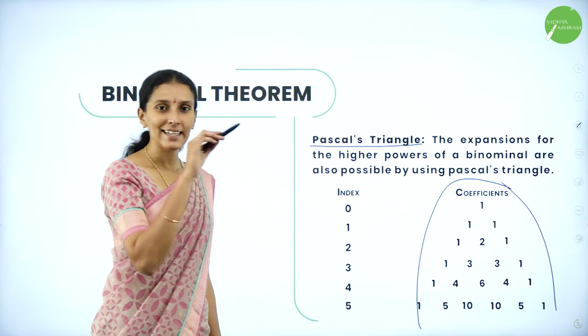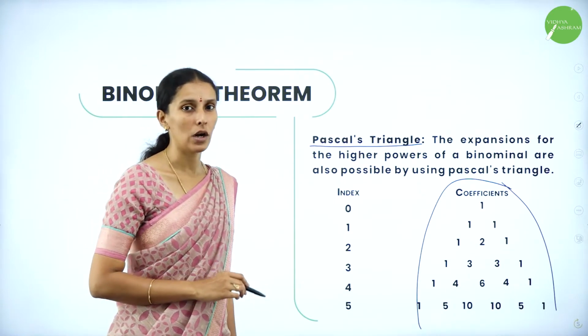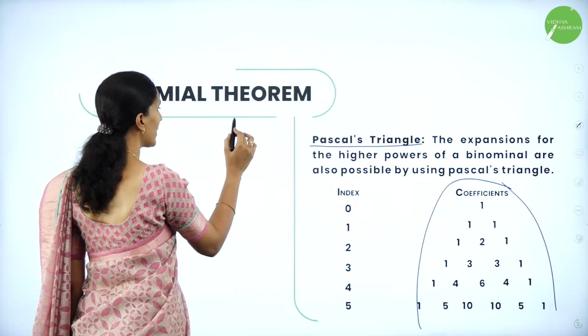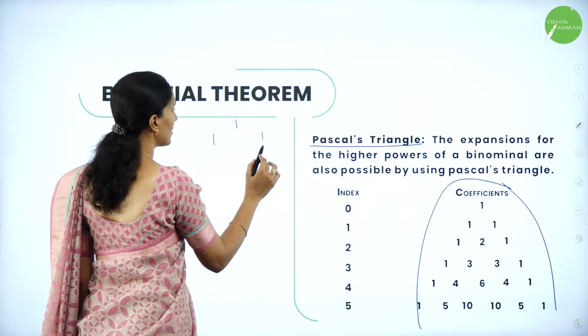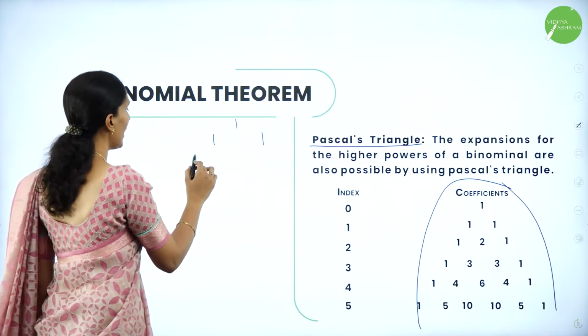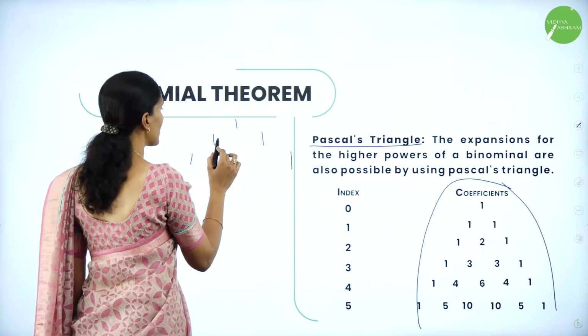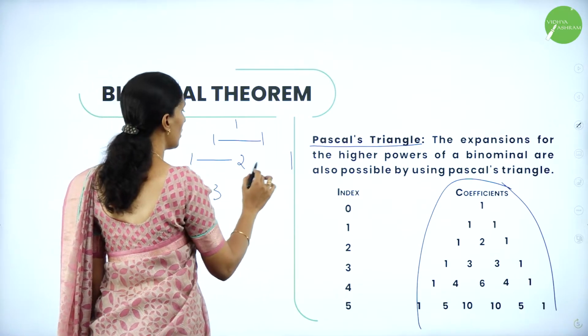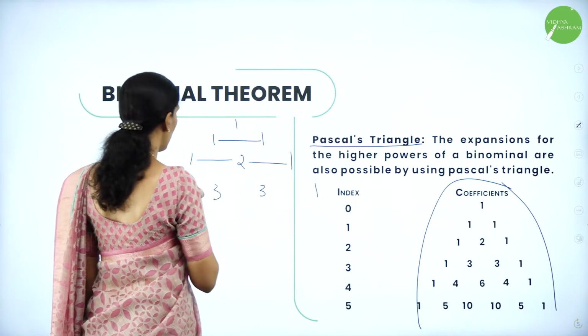So since it is in the triangular form, it is called Pascal triangle. So how does it work? Just see how it came. Here are my first 3 terms. Next, like this, 1 plus 1, 2. Next, 1 plus 2, 3, 2 plus 1, 3 and 1, 1.